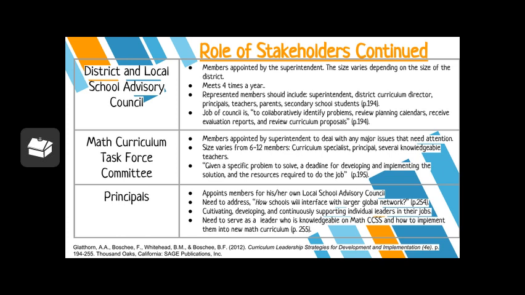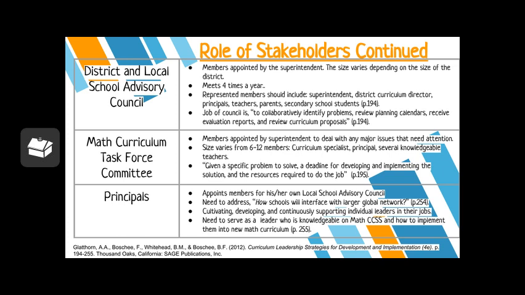Next, we have the Math Curriculum Task Force Committee. These members are appointed by the superintendent to deal with any major issue that needs attention. The size of this group varies from 6 to 12 members and includes a curriculum specialist, principal, and several knowledgeable teachers. It is also given a specific problem to solve, a deadline for developing and implementing the solution, and the resources required to do the job.